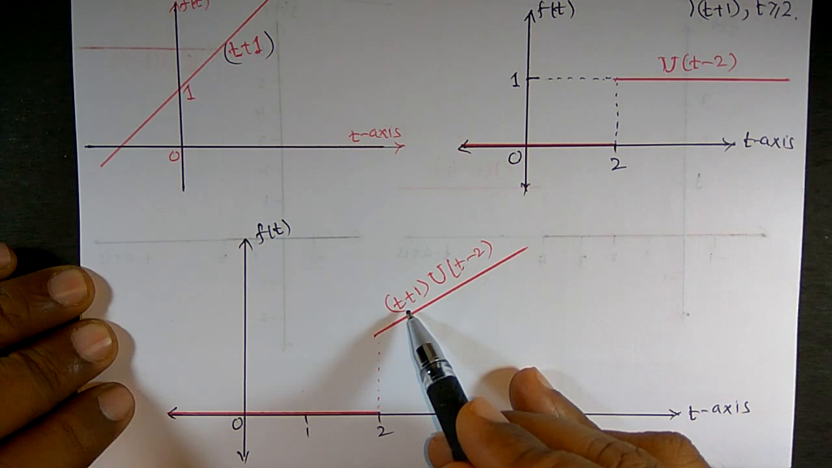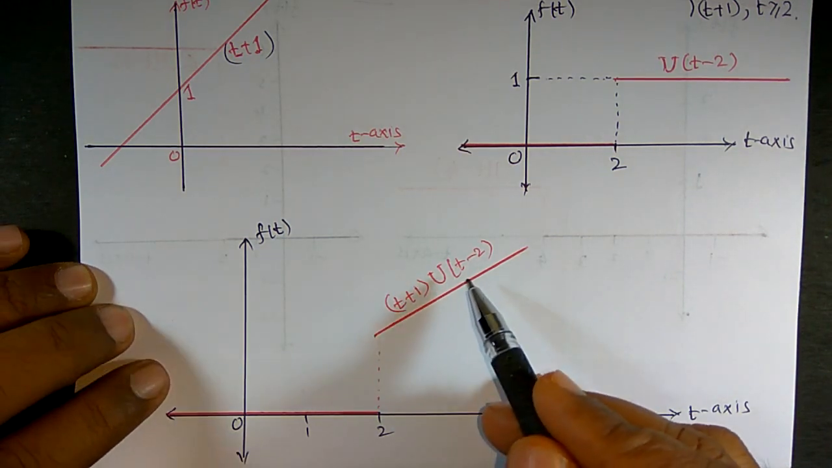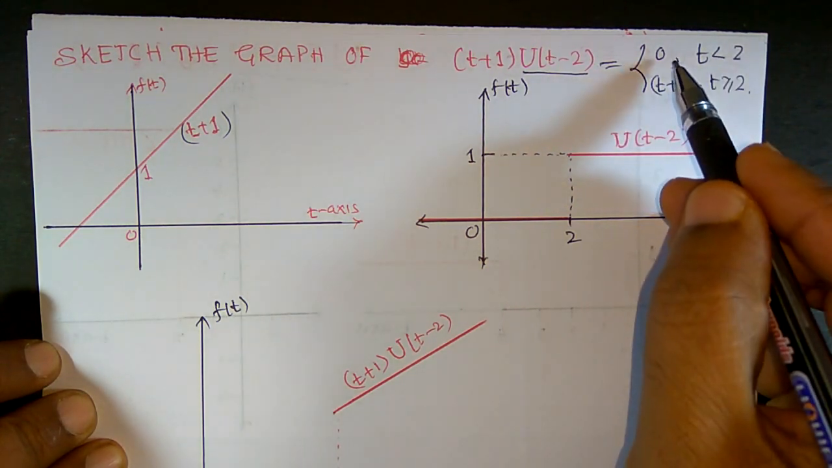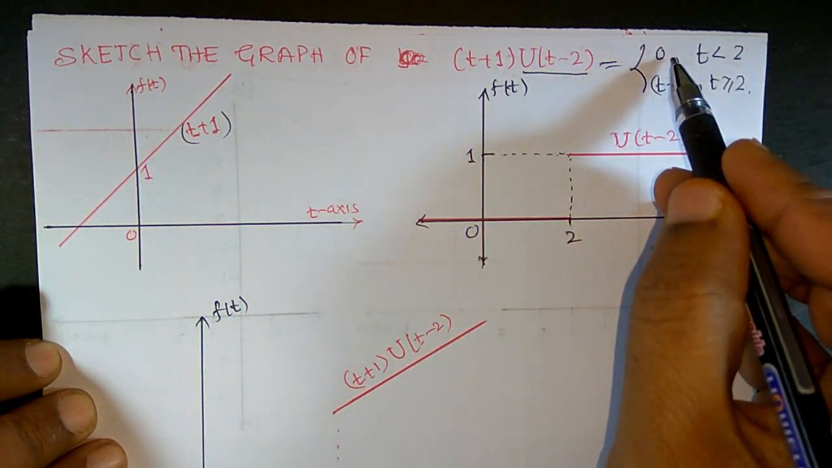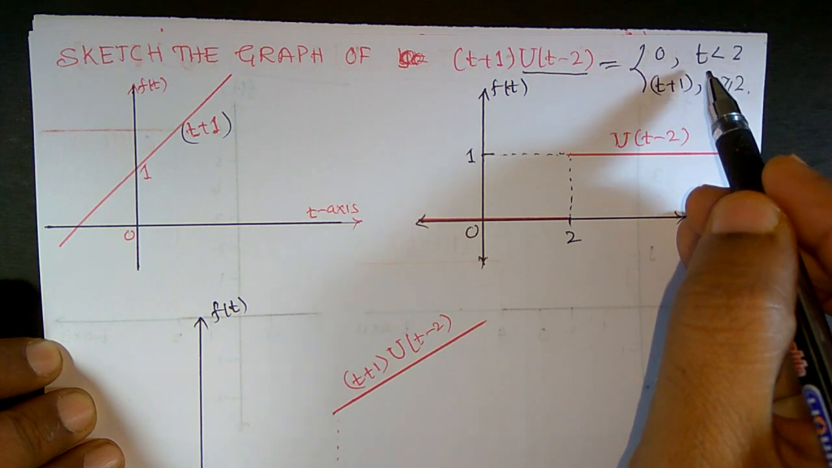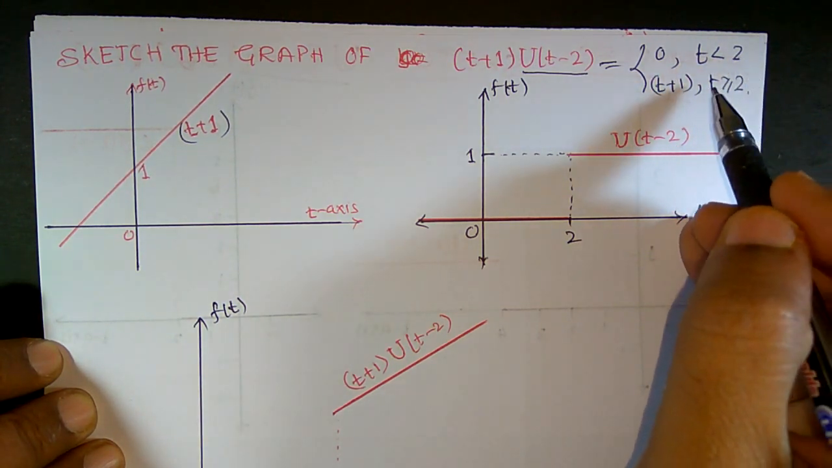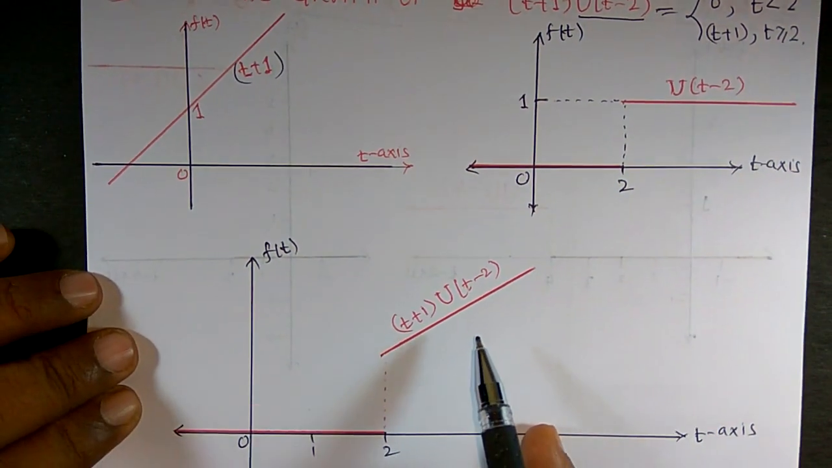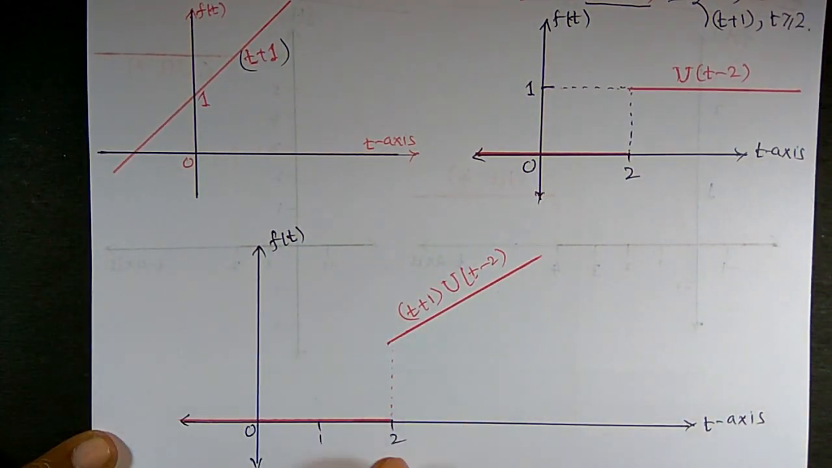So mathematically it is denoted by the product of these two functions, and it can be defined in this form. I want to repeat once again. You will get a function value 0 when t is strictly less than 2, and it is equal to t plus 1 when t is greater than or equal to 2. I hope now it is clear.